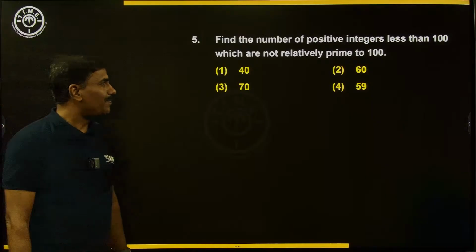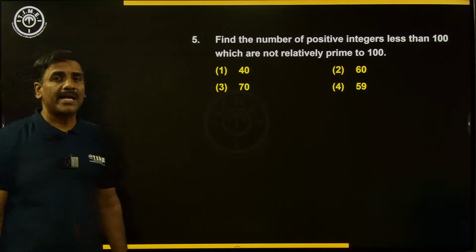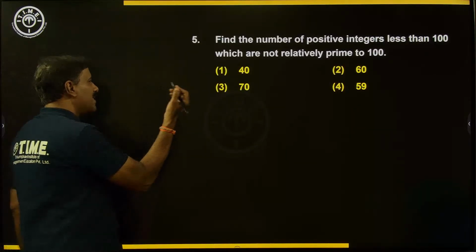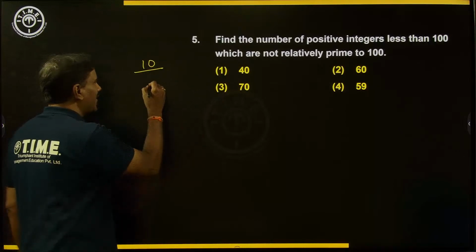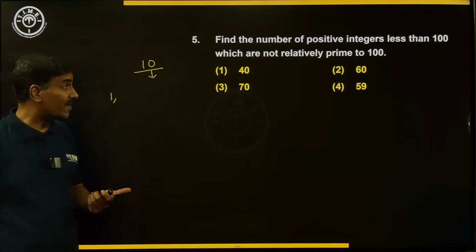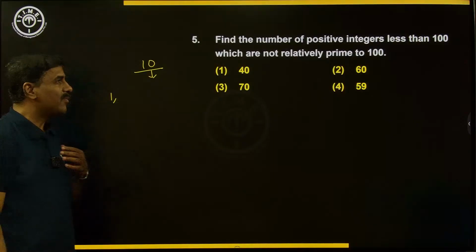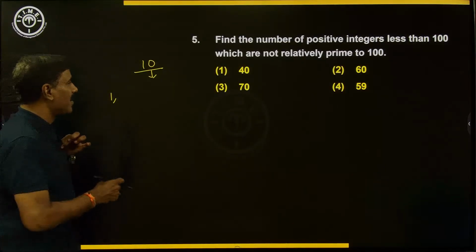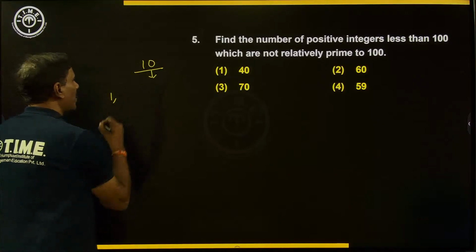Let's look at the next one. Find the number of positive integers less than 100 which are not relatively prime to 100. Right? If you observe carefully, take a small example like this. Instead of 100, consider 10. Is 1 co-prime with 10? Yes. And what are co-primes, by the way? Two numbers, if they have only 1 as the common factor, are termed co-primes, also known as relatively prime. Here 1 and 10 do not have any common factor, so we can say 1 is co-prime with 10.